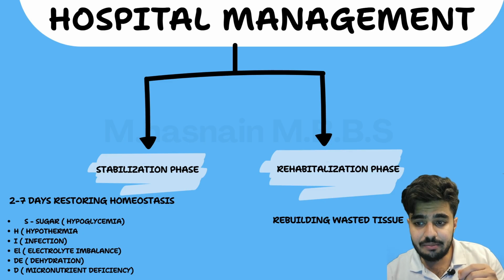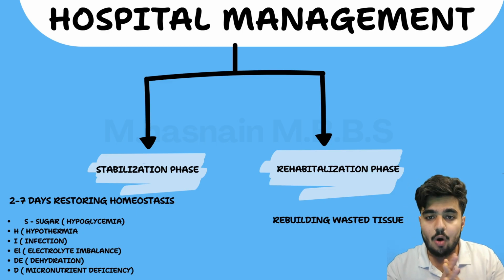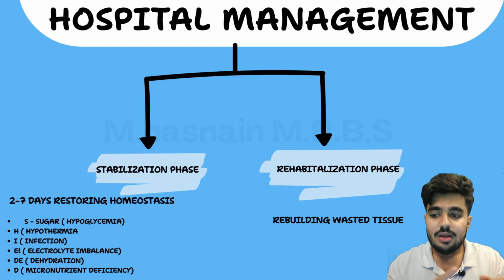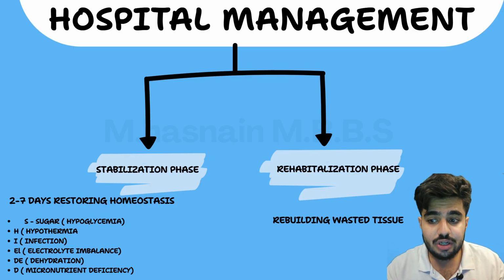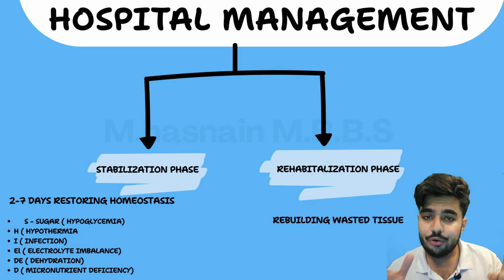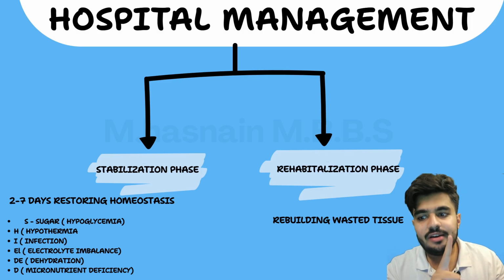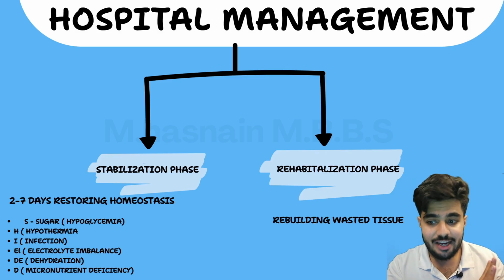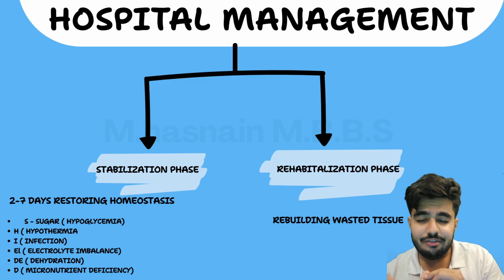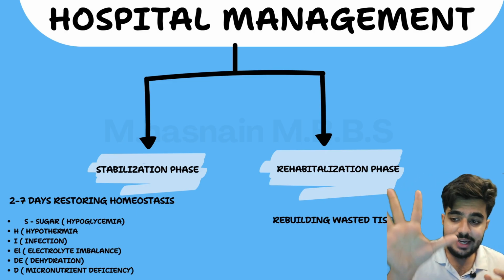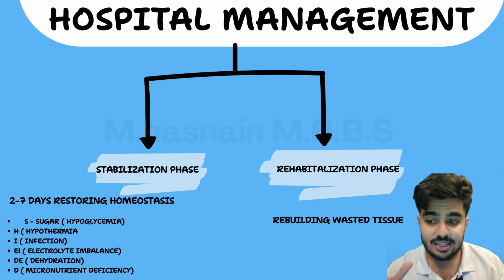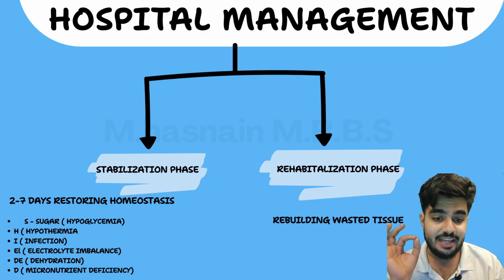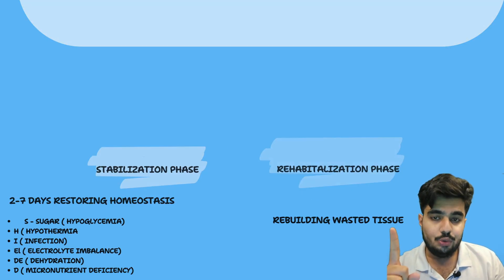So in maintaining the homeostasis, we're going to deal with all the complications that occur in SAM, starting with hypoglycemia, hypothermia, infection, electrolyte imbalance, dehydration, and micronutrient deficiency. You can remember this with the mnemonic SHIELD. S for sugar, H for hypothermia, I for infection, EL for electrolyte imbalance, D for dehydration, and D for micronutrient deficiency. All these six things we need to manage very carefully. So let's start with the sugar.